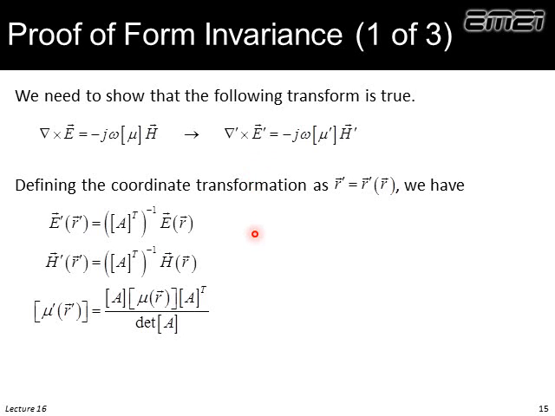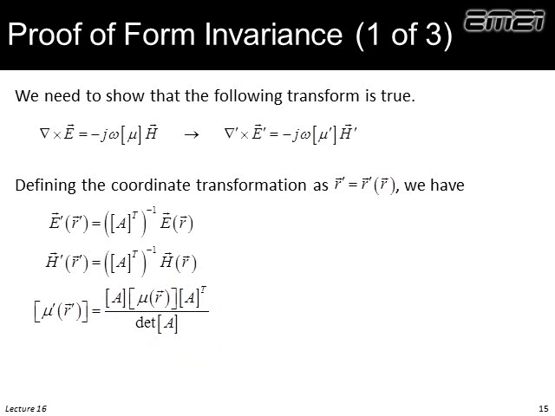So let's prove this. Let's define a coordinate transformation this way. We have an r prime operating on our original coordinate. So we have three things in this equation to write in terms of the original quantities. We have our electric field, we have our magnetic field, and we have the permeability. We'll leave the del operator untouched from now, and you'll see what happens there. So this is how we transform functions, and here's how we transform operations.